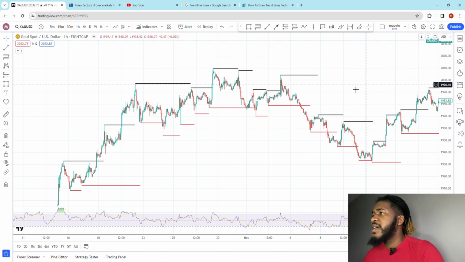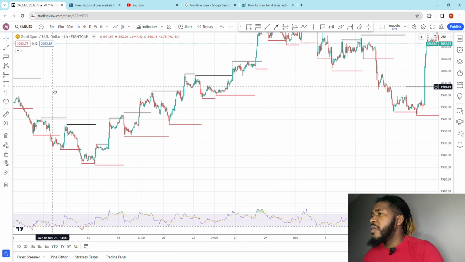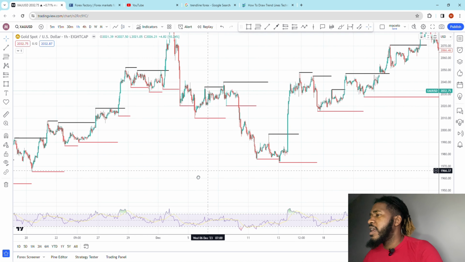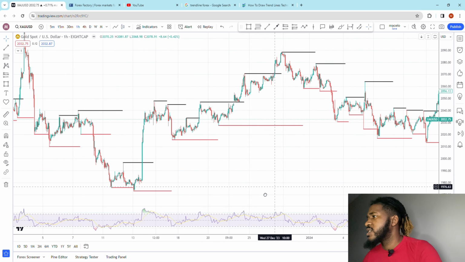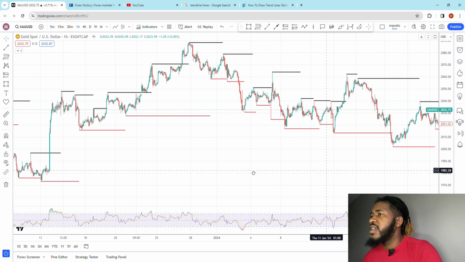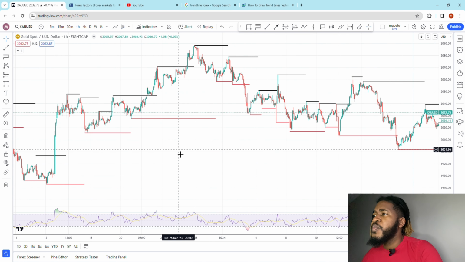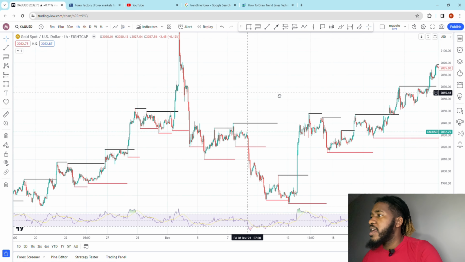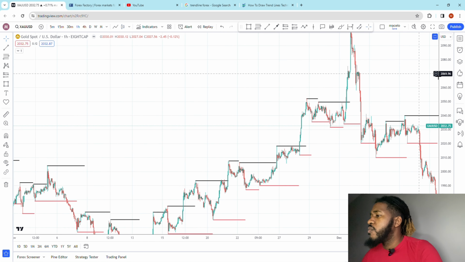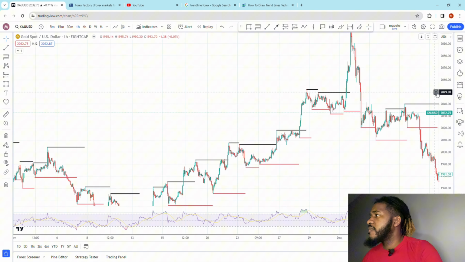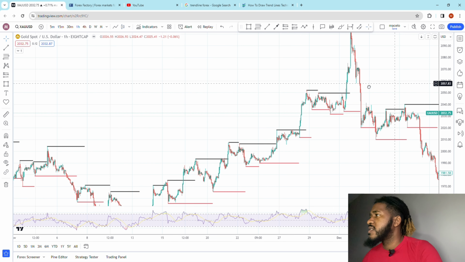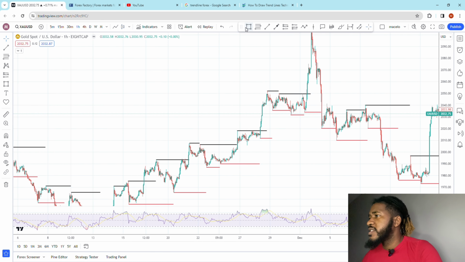So, when we identify zones, we want to look for key areas, which would be swing highs and swing lows. And we want to see if those areas can be respected, and once respected, if they can be utilized again. So let's use this for example. We have this area now. So we have this as resistance, price drops, resistance, price drops, resistance.